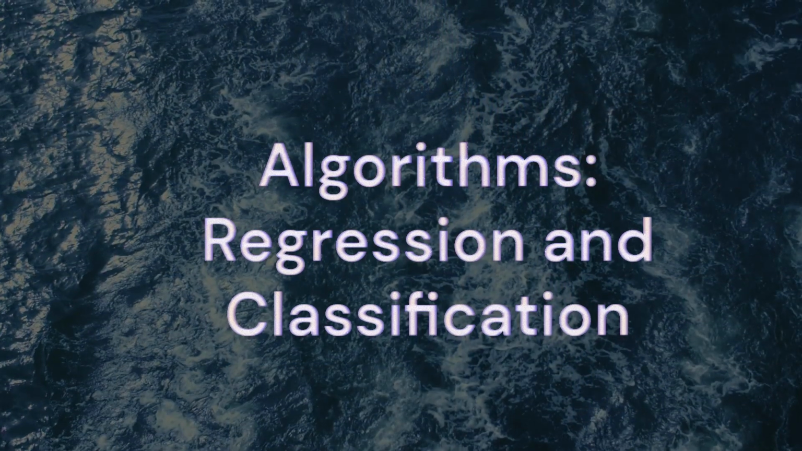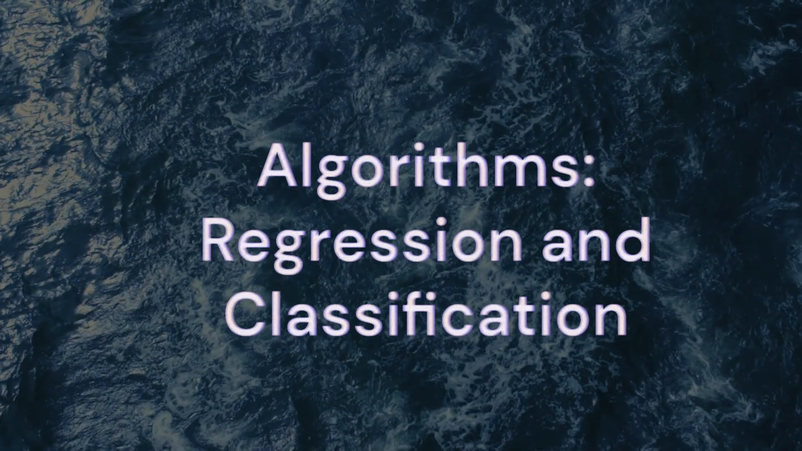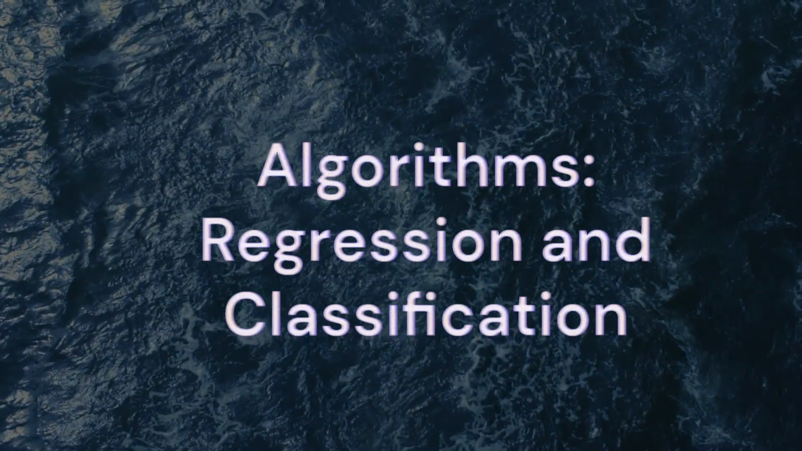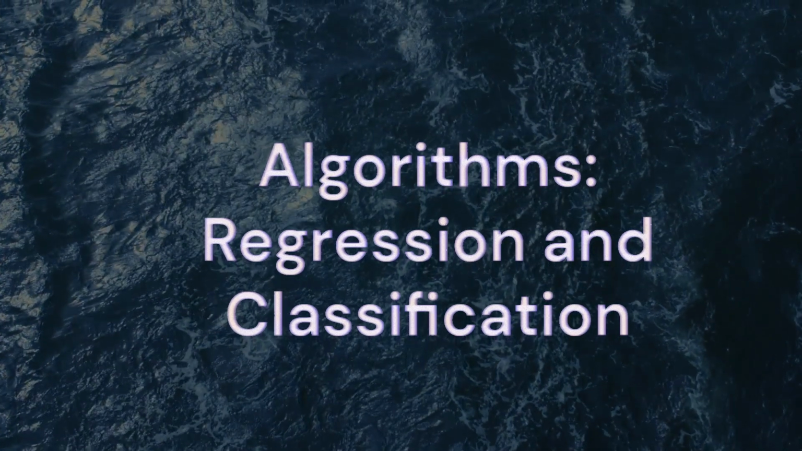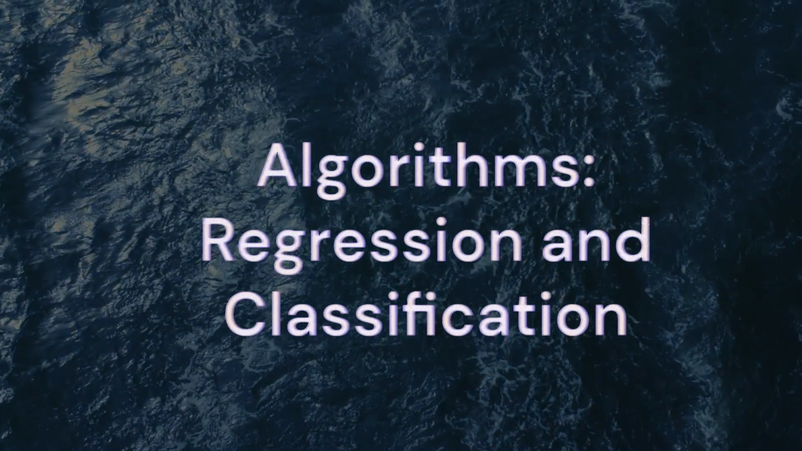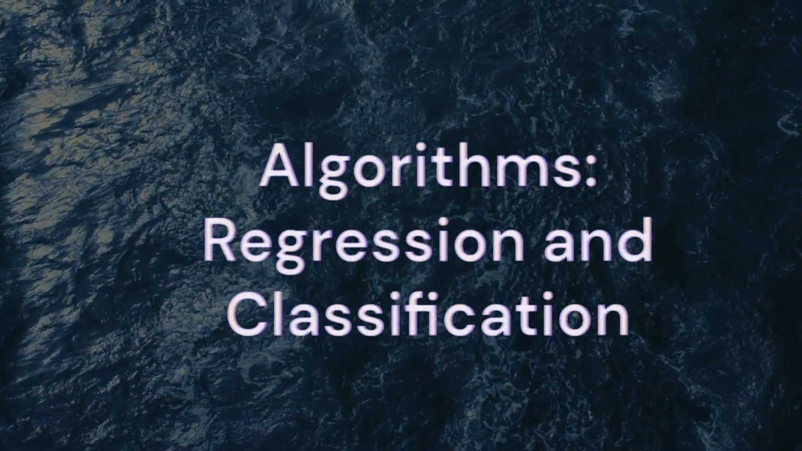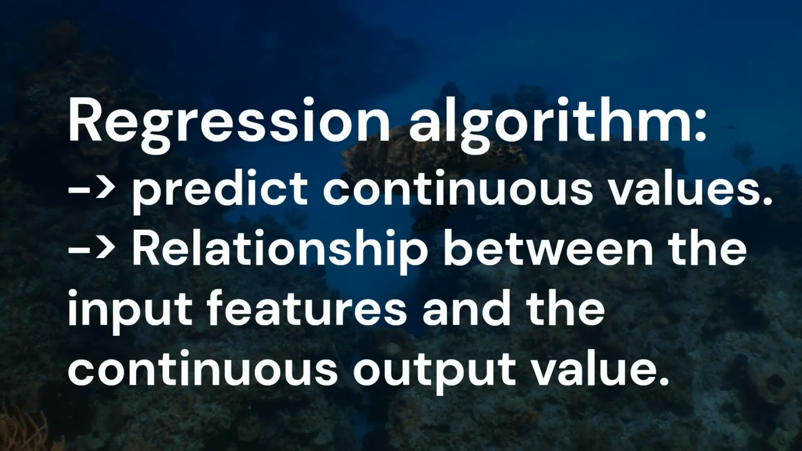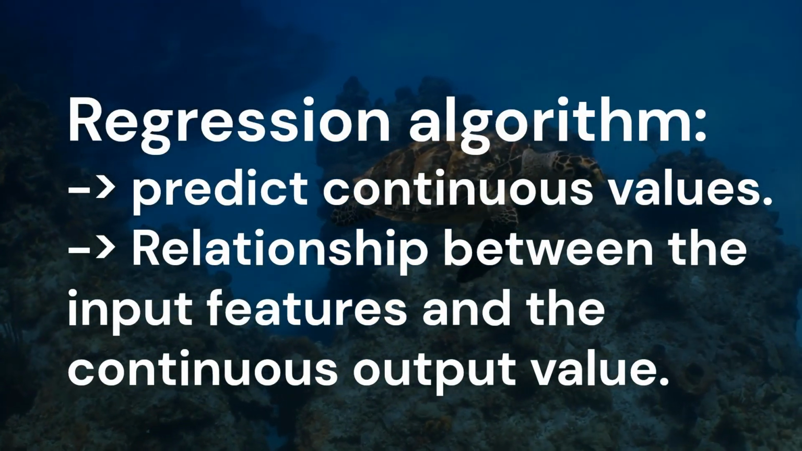Let's start with algorithms. In machine learning, an algorithm is a set of rules or instructions given to an AI, which it uses to learn from data and make predictions. There are various types of algorithms, but two of the most fundamental ones are regression and classification. Regression algorithms are used to predict continuous values.